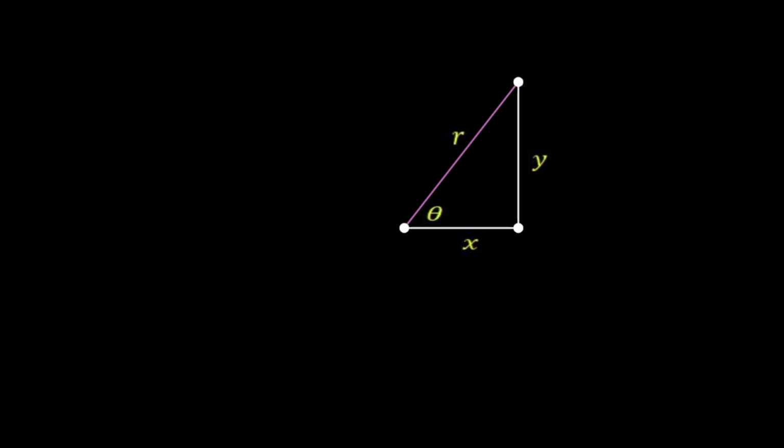The y distance is called the opposite because it's opposite the angle theta. The x distance is called the adjacent, and the r distance is called the hypotenuse.